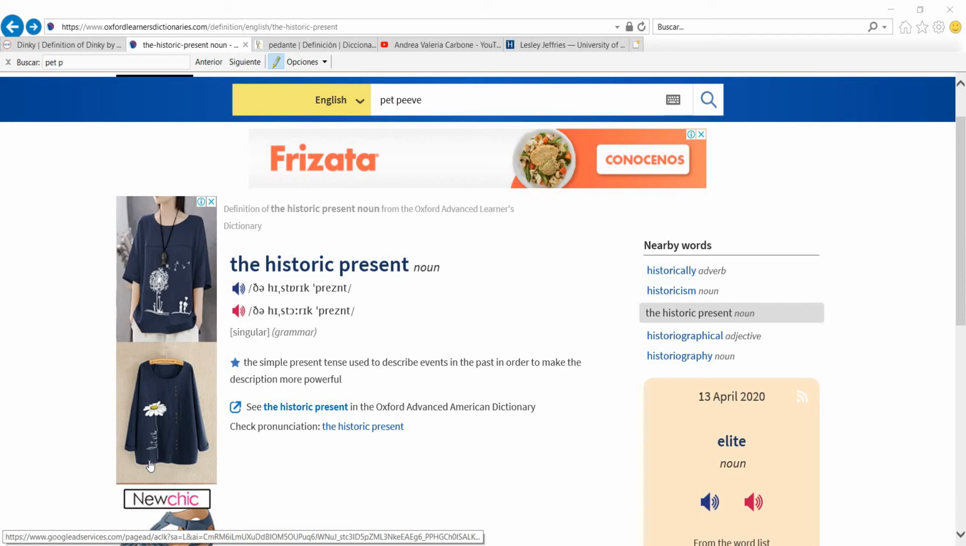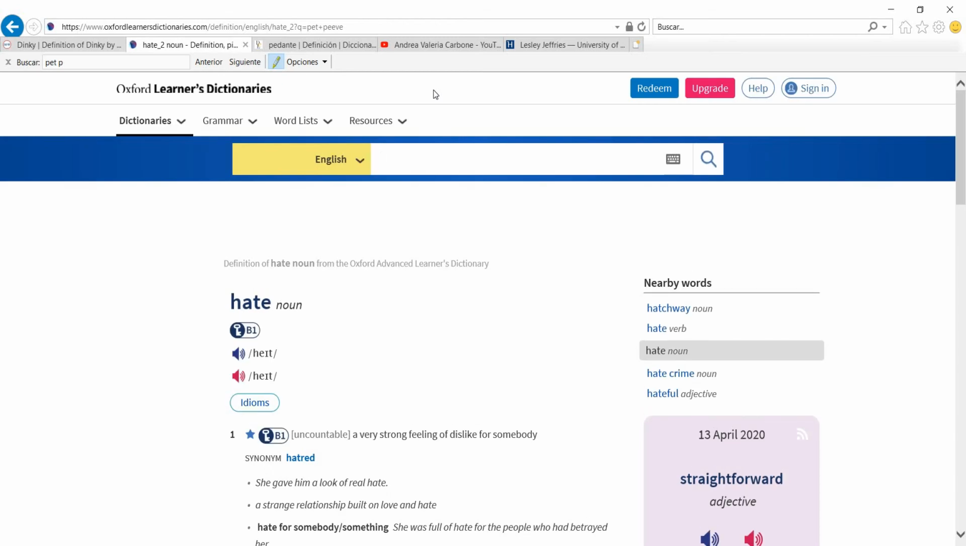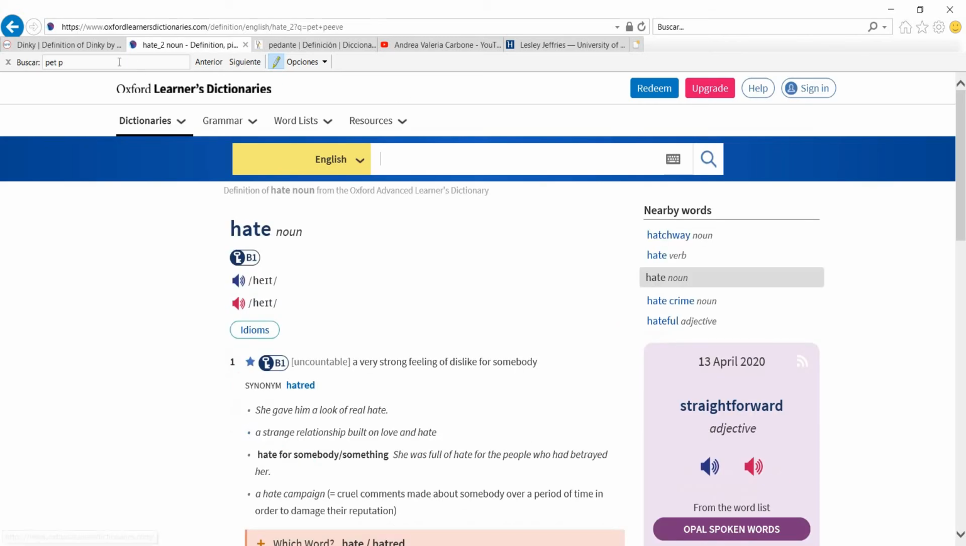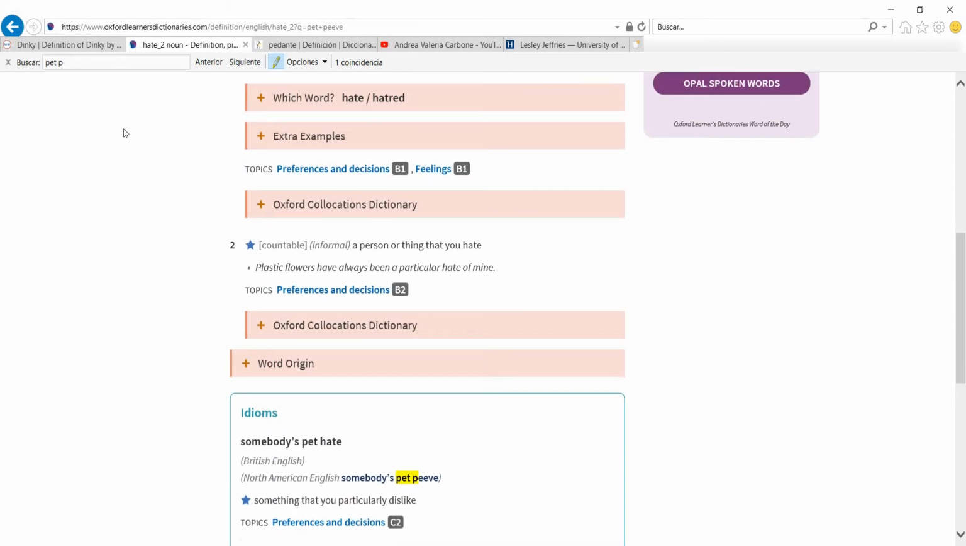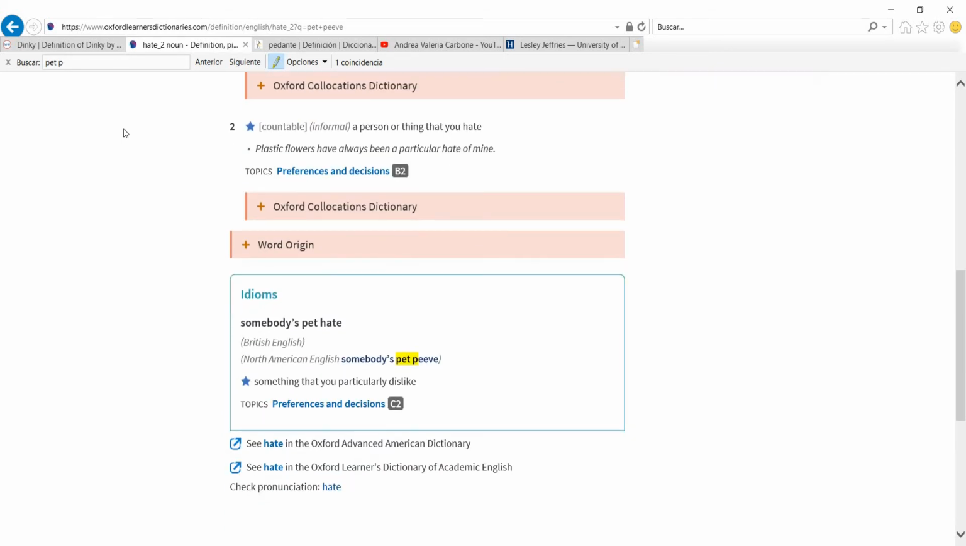though, etc. You also see in activity 4, one of my favorite pet peeves, and that's why I wrote here pet peeve. Right, if we look this up, the dictionary takes you actually to the words with hate, because in British English you speak of somebody's pet hate, in American English pet peeve, right? Something you particularly dislike.